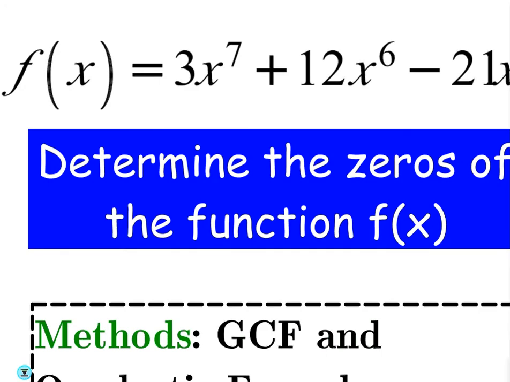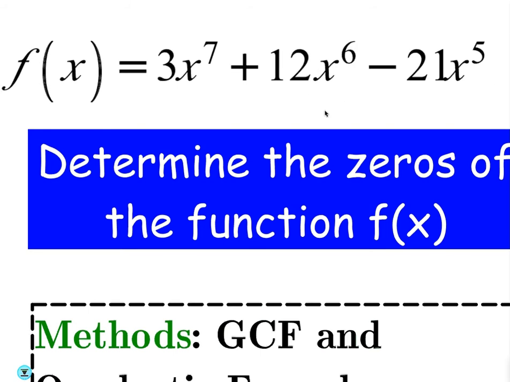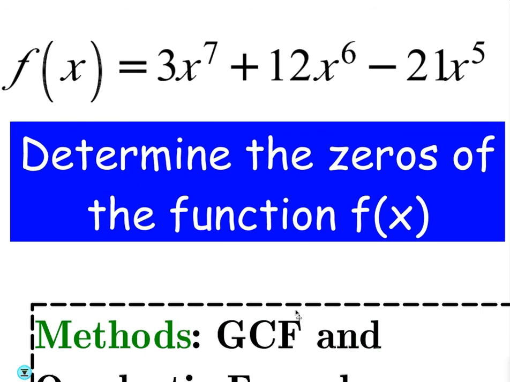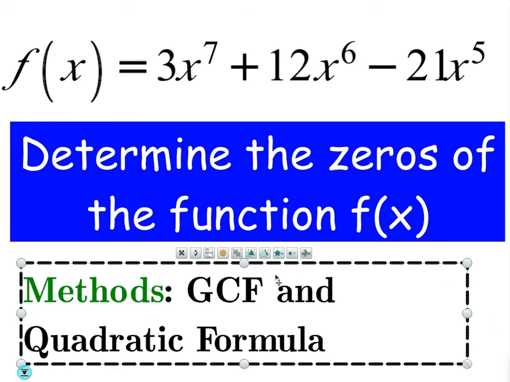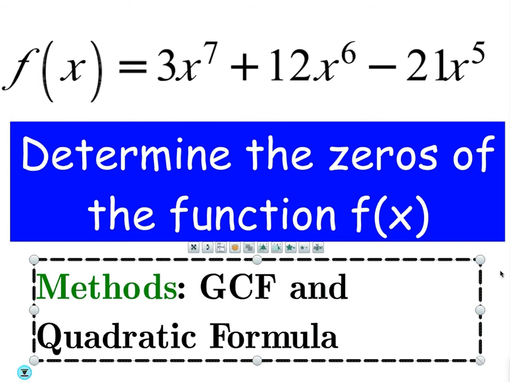So this example does involve the quadratic formula, something you need to know. I might let you guys use it on a quiz or test. So let's go ahead and take a look at this example. We have 3x to the 7th plus 12x to the 6th minus 21x to the 5th. We're going to be using two different methods for this.